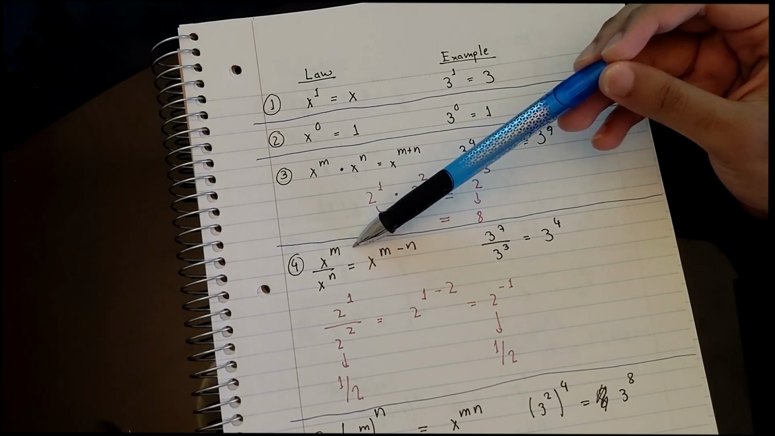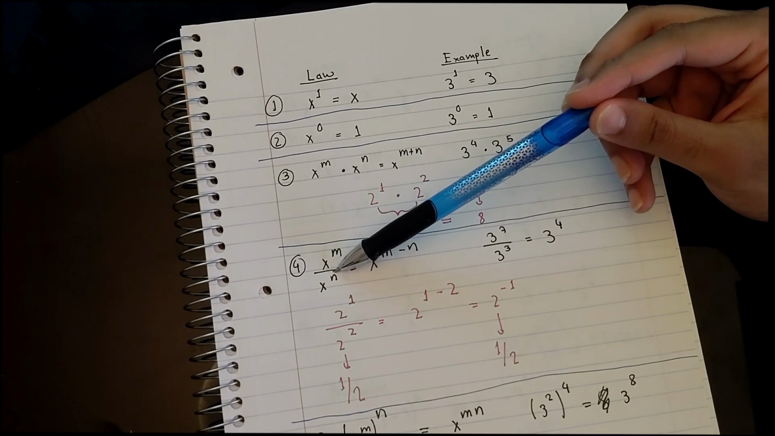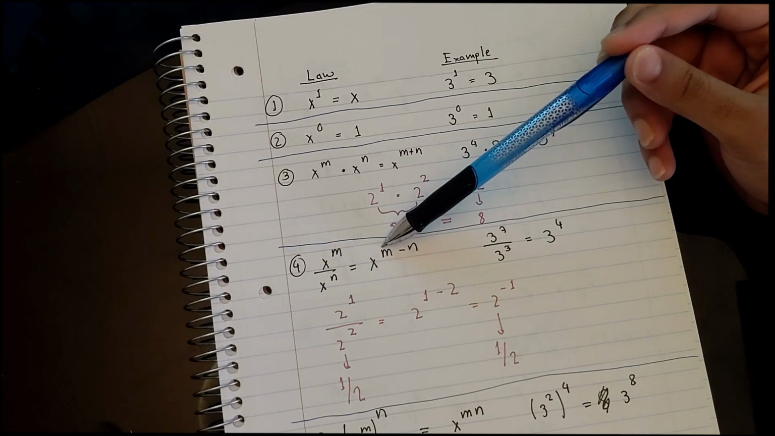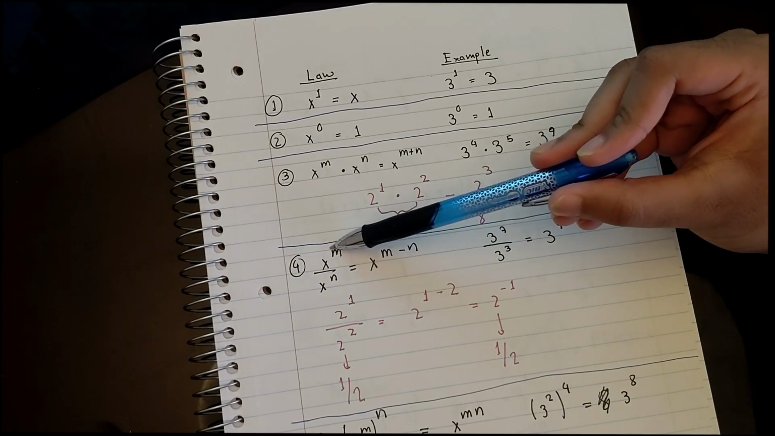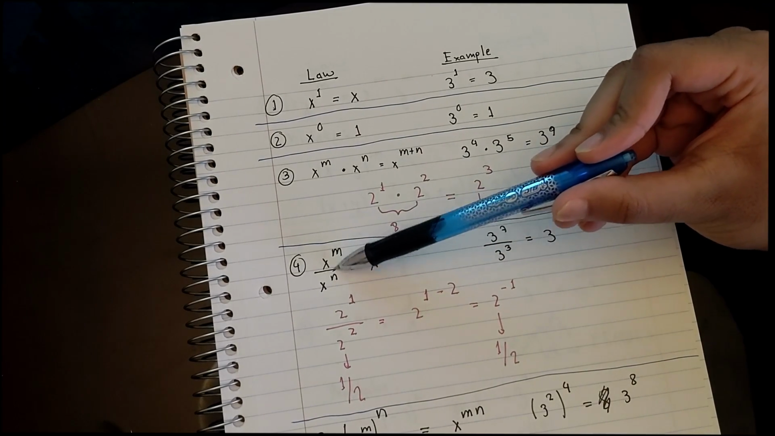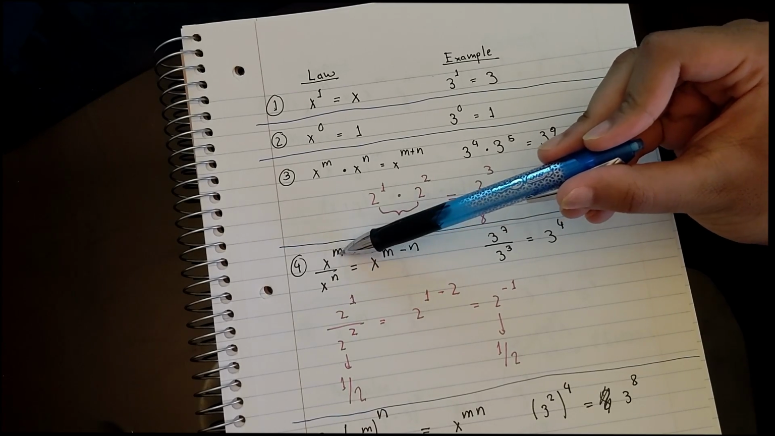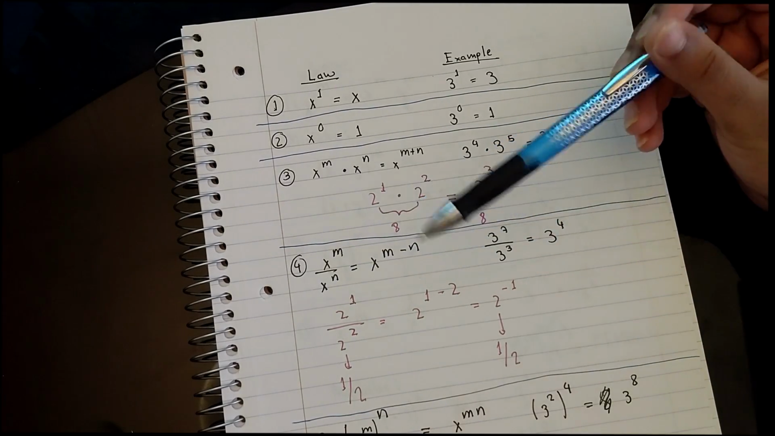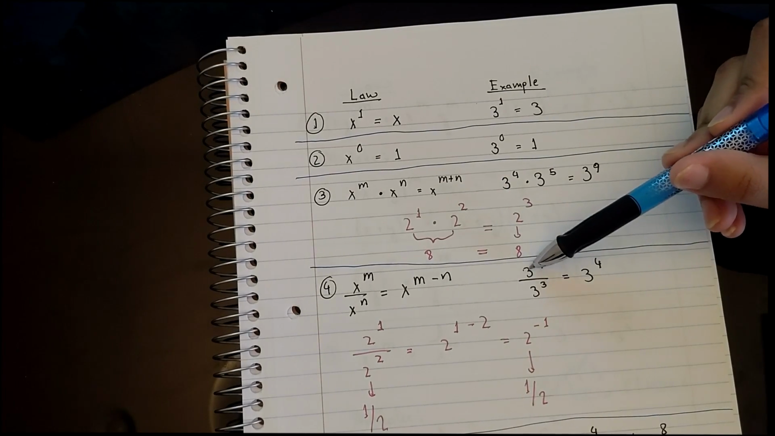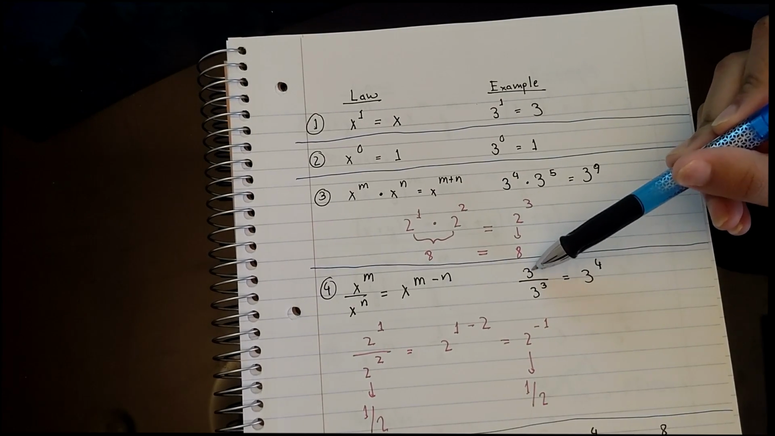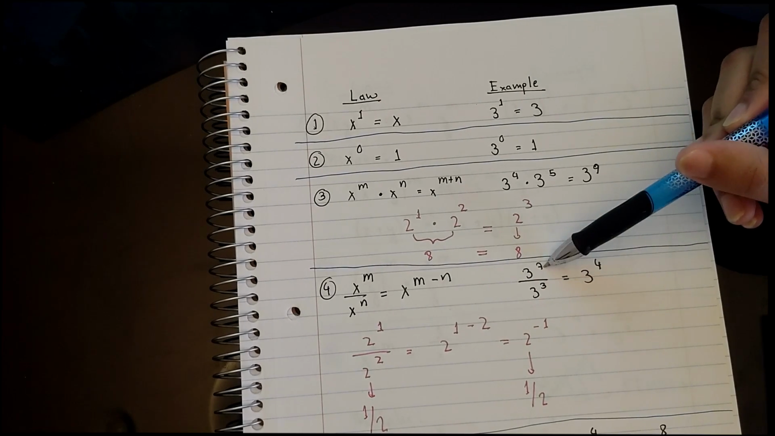The fourth law is x to the power of m divided by x to the power of n is equal to x to the power of m minus n. So basically you subtract. If there's ever division, that means you have to subtract the exponents to get a simplified version. You can do this as long as the bases are similar. So 3 and 3, it matches, so you can do it with the exponents.